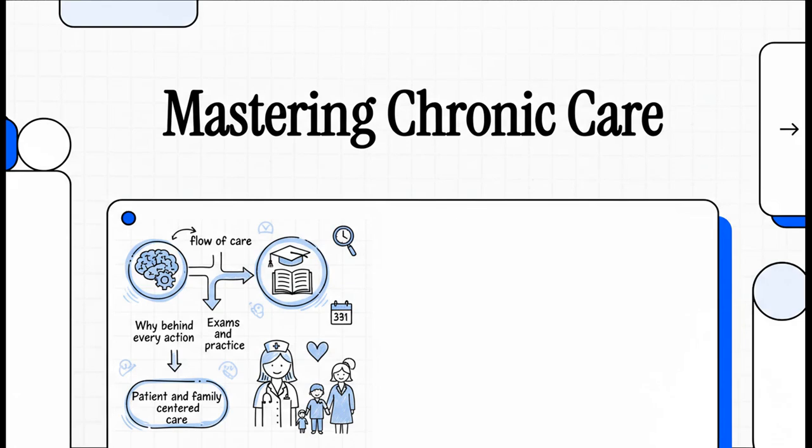Welcome to The Explainer. Today we're diving into something that's like the core of what we do as nurses, managing chronic illness. We're going to break down the flow of care, but more importantly, we're getting into the why behind every single thing we do. The clinical rationale that'll help you absolutely nail this stuff on your exams and, of course, in real life with your patients.